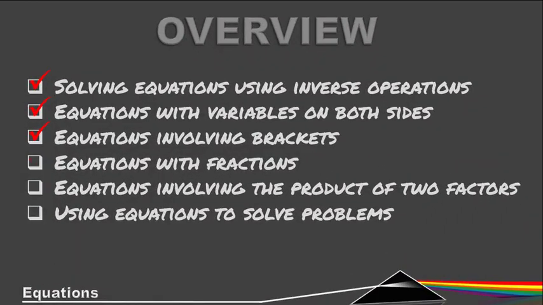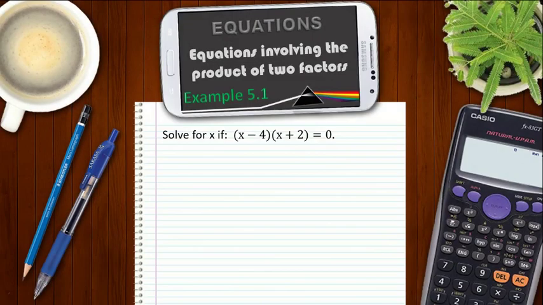Okay, that was fractions. Now let's look at the product of two factors. Now this is quite easy because this is already in factored form. So let's see why it works this way. If I have a times b is equal to 0, then in order to get a 0, either one of these needs to be 0, because if neither are 0, you'll never get a 0. So either a must be equal to 0 or b must be equal to 0. And that's the only way we can get a 0.